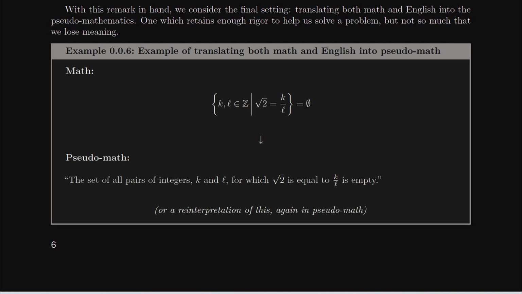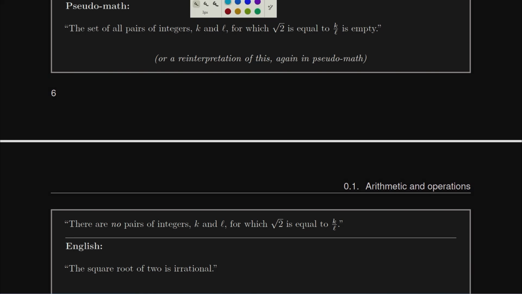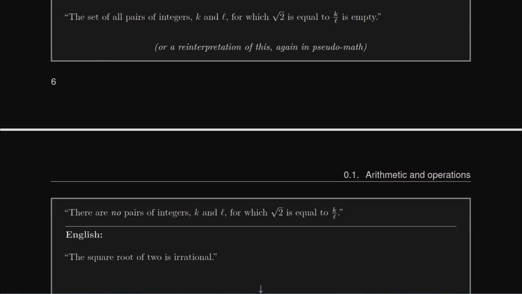So I'm not really going to say that. But what I say in pseudomath instead is the set of all pairs of integers, k and l, for which root 2 is equal to k divided by l is empty. Not bad. At this point, since I'm in pseudomath, I can actually reinterpret the pseudomath. And I can say, rather than saying is empty, I can say there are no pairs of integers k and l for which root 2 is equal to k over l.